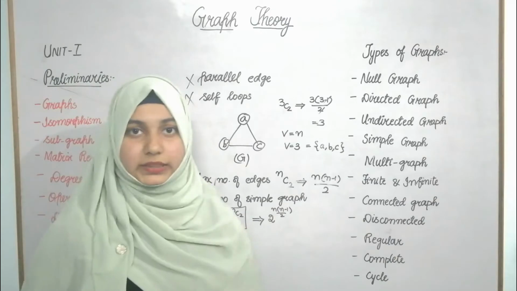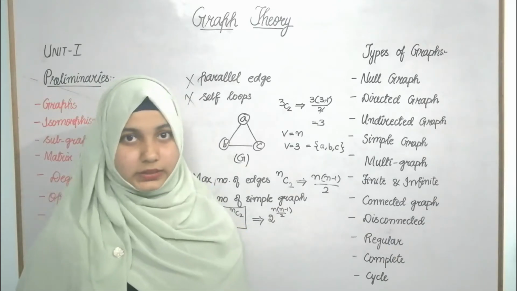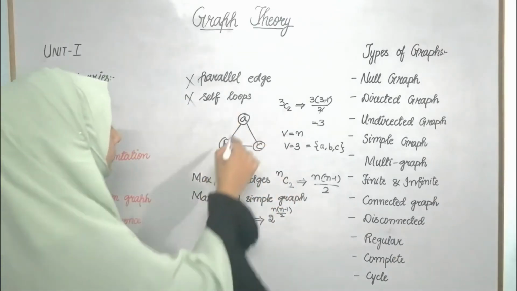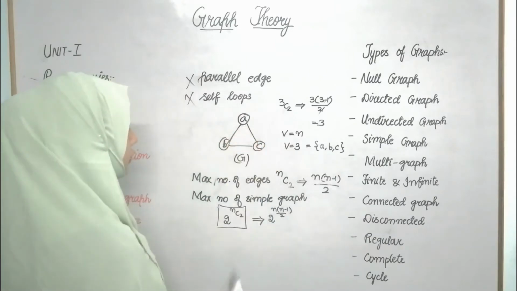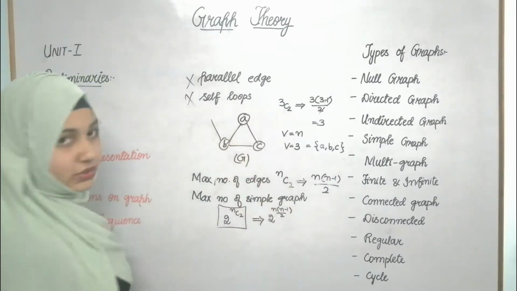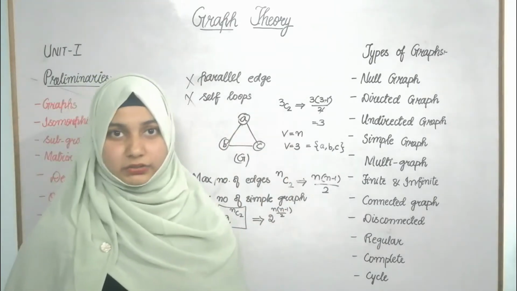Maximum edges are 3. 3 से exceed नहीं हो सकते आप. ठीक है? For example, this is only an example. This is one edge. This is one edge. This is one edge. You cannot have one more edge like this. You cannot have more than 3 edges.